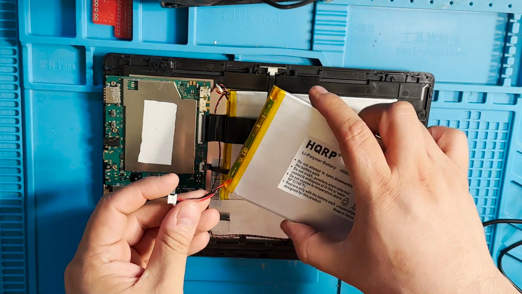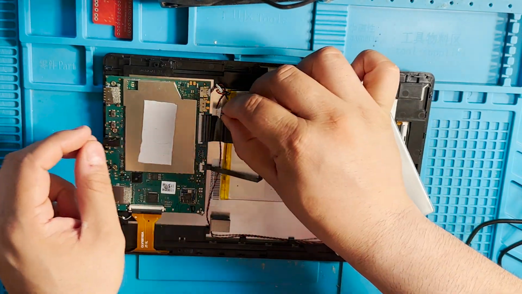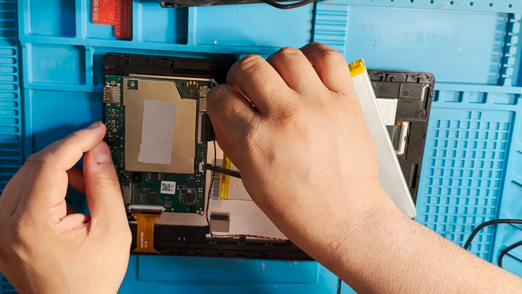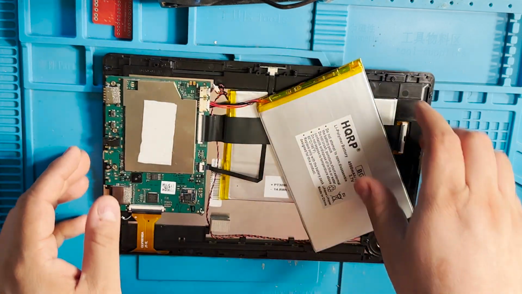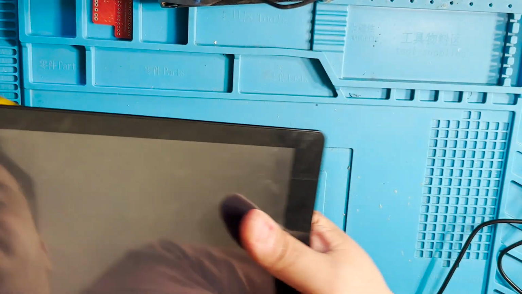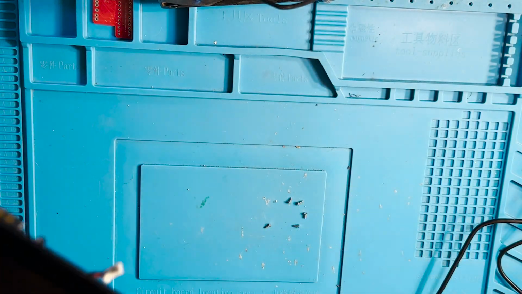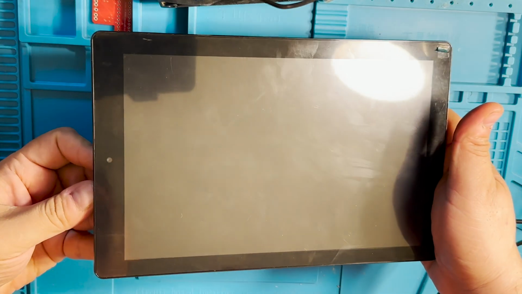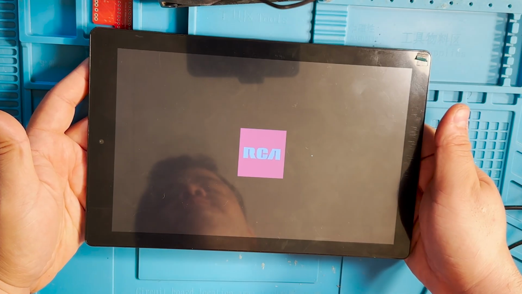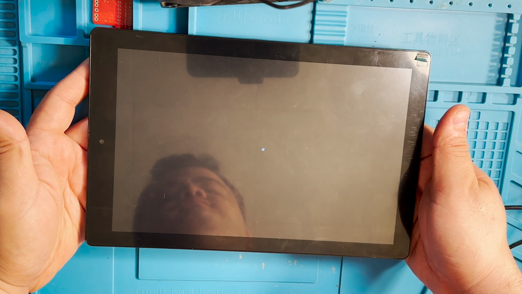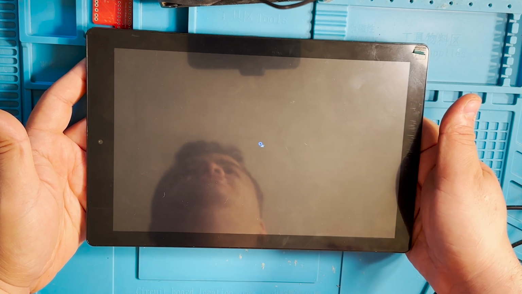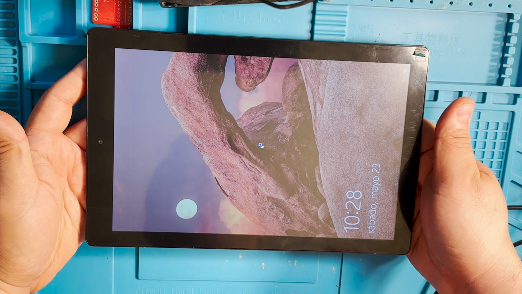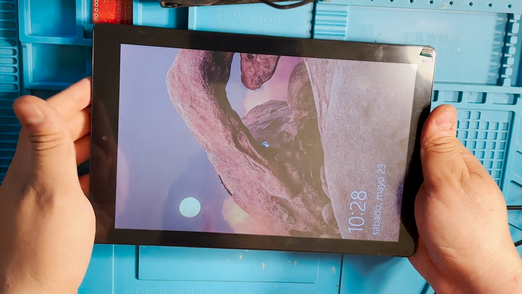Replacement battery. So let's plug it in. Okay. And let's check whether or not the tablet is going to turn on. Okay, the tablet is loading.